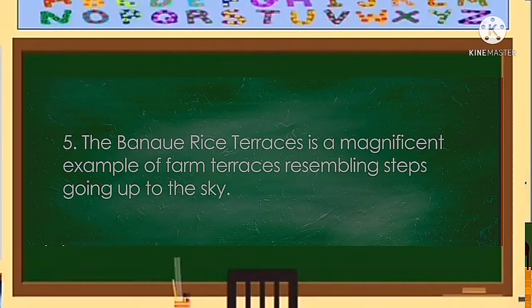Number 5. The Banawa Rice Terraces is a magnificent example of farm terraces resembling steps going up to the sky. What type of adjective is magnificent? An adjective magnificent is part of the predicate in the sentence placed after the verb is. If predicate adjective is your answer, you got it right.